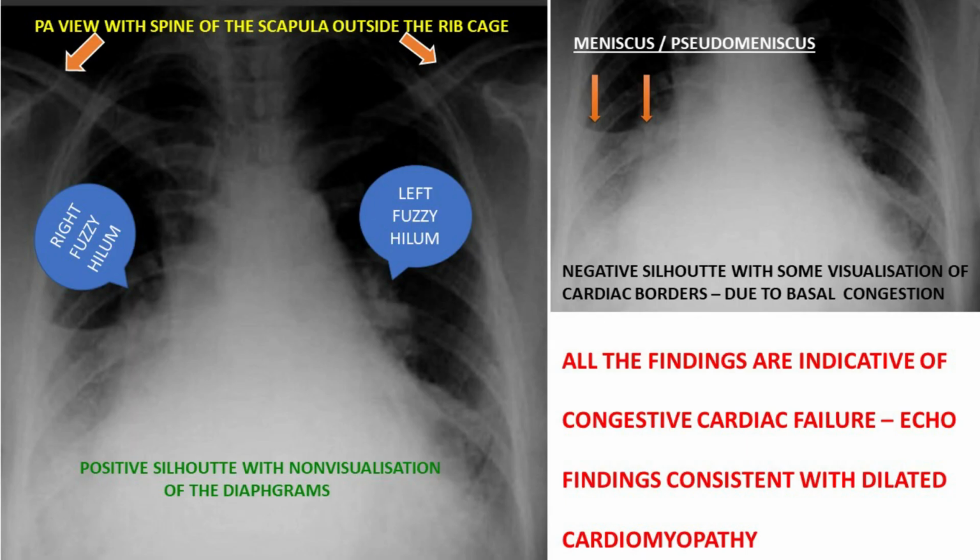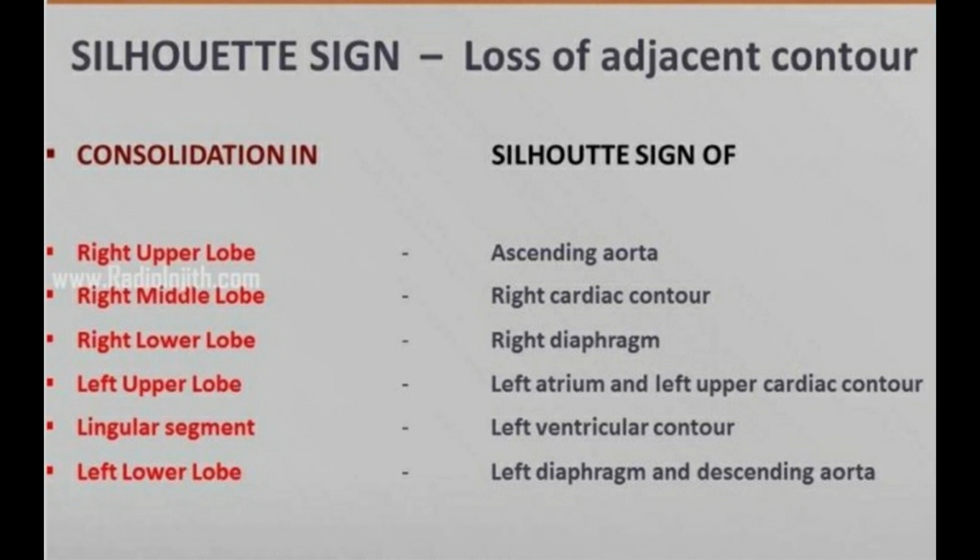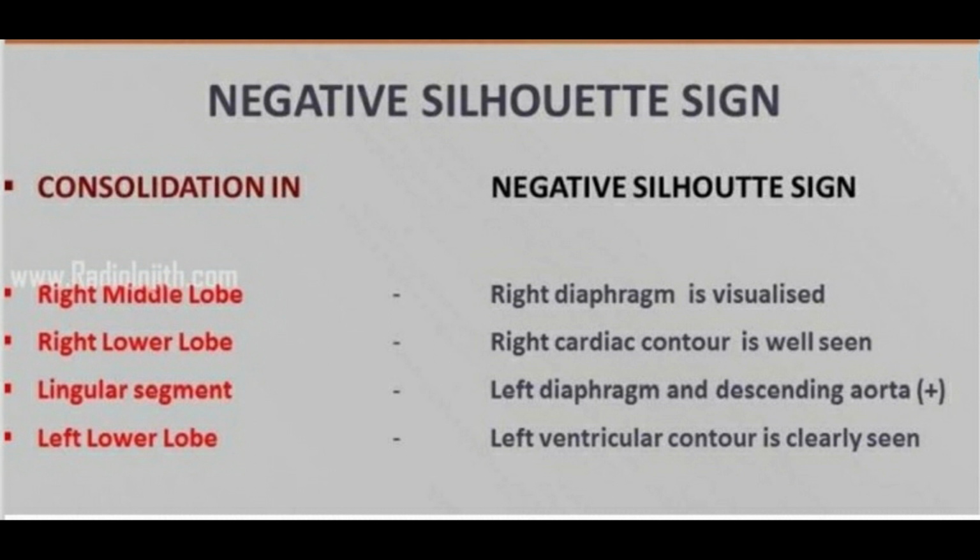Both the diaphragms are not visualized due to the increased density in the lower zones, obscuring the respective diaphragms, which is called positive silhouette sign. Increased density is also noted in bilateral lower zones, but there is somewhat visualization of both the cardiac borders, which is called some negative silhouette sign. We have discussed the positive and negative silhouette sign in detail in the 27th quiz of this channel. I am giving the radiology channel link at the end of the video, and you can click and go to the 27th quiz in that link if you need.